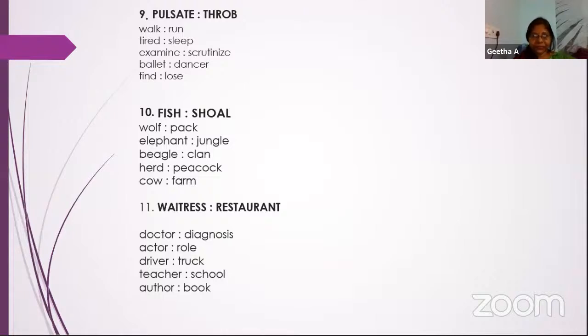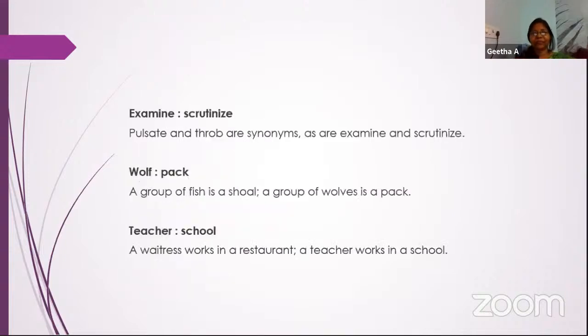So shall we go and look into the answers? What might be the answers for all these three things? Someone says actor and role, 100%. Rajni says actor and role. Actually, when you look into those two words, pulsate and throb, they are synonyms of each other. Pulsate is nothing but throbbing of the nerves or something like that. Examine and scrutinize also are synonyms. So that's the reason they go well with it.